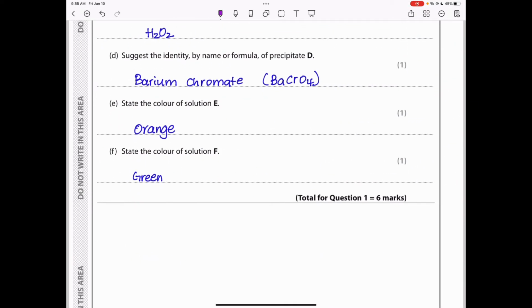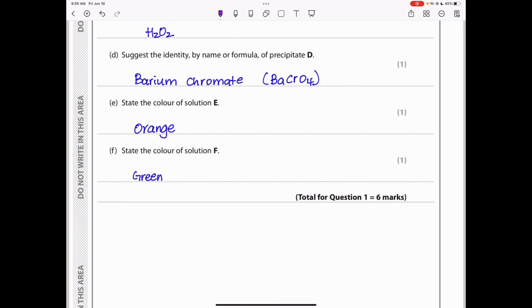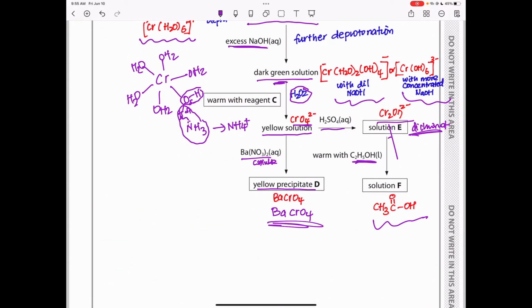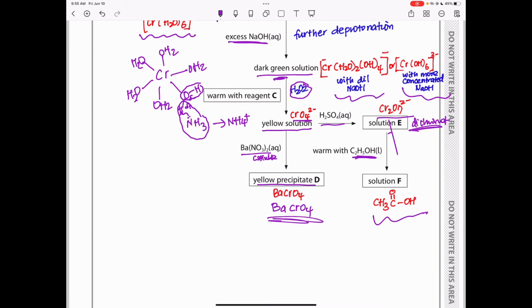And lastly, they say state the color of solution F. Of course, solution F is going to be green. The reason it is going to be green is because you have ethanol. You're reacting it, or exposing it, to a dichromate. So this is going to be orange. But the dichromate in this solution is going to be converted as you produce the ethanoic acid, CH3COOH. There is going to be a chromium 3 produced, because this is going to be oxidized.